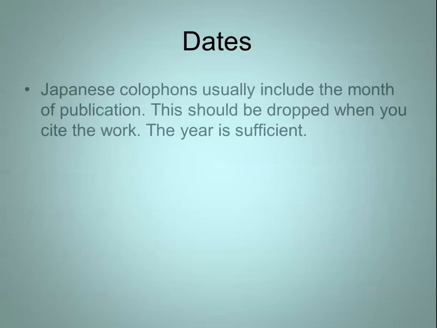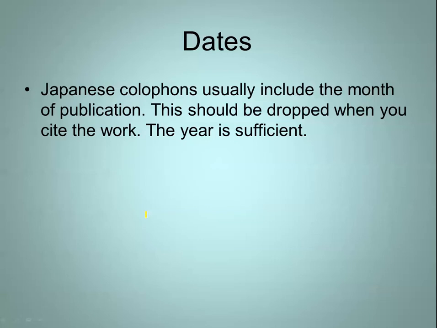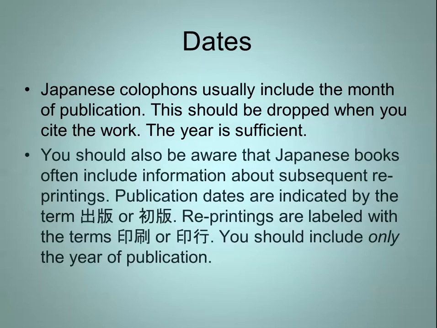What about dates? Japanese colophons usually include the month of publication, and actually, these days, they often include the day that the thing was published. But in Western language citation, we drop the month and the day, and only include the year. The year is sufficient. I know you might be thinking, oh, but I've got it. Why not include that information? Because as a standard practice in Western citation style, we don't include that information.